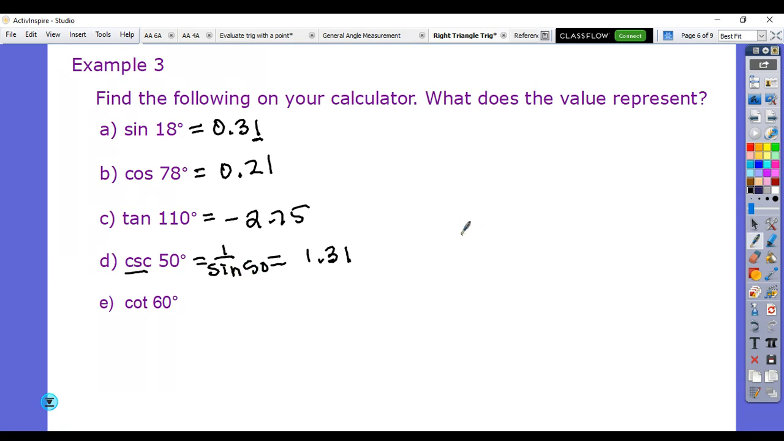Another way you can do this, if you're struggling, you can find sine of 50, find this answer, and then push x to the negative 1, that's the reciprocal button. Try that and see if you couldn't get this answer this way. Same thing with cotangent. It's just the basic 3 on your calculator. So to find the reciprocal functions, you're going to use 1 over tangent, which is 0.58. So these are just how to find certain values on your calculator.